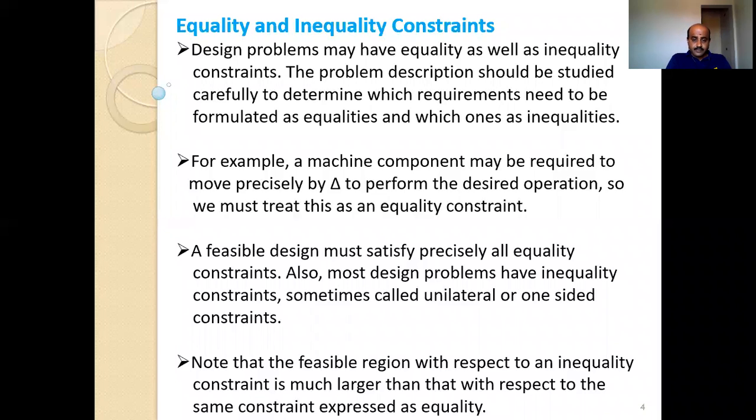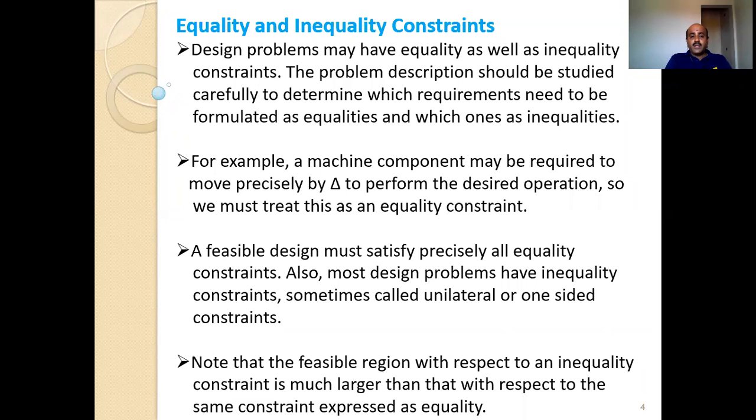Also, most design problems have inequality constraints, sometimes called unilateral or one-sided constraints. In yesterday's class, with the design of a cantilever or a can, you can observe the range we have given for the width: it should be 3.5 to 8 millimeters or something like that. It has two-way constraints, on both sides, a minimum and a maximum. That's why I told you it corresponds to two constraints. Similarly for the thickness, there is a range of values on the minimum side as well as the maximum side, so again we consider it as two constraints.